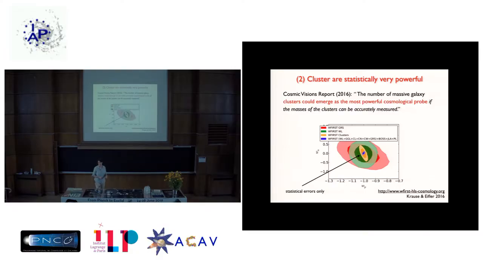The second slide of my sales pitch is that clusters are a statistically very powerful probe of cosmology. This is a statistical-uncertainties-only forecast for W first. I'm sorry, I couldn't find this plot for Euclid. But anyway, same thing. We measure cosmic shear, galaxy clustering, and galaxy clusters. And so here the yellow contours are from clusters. And you'll see that they are much smaller than the statistical-only constraints on cosmic shear or galaxy clustering.